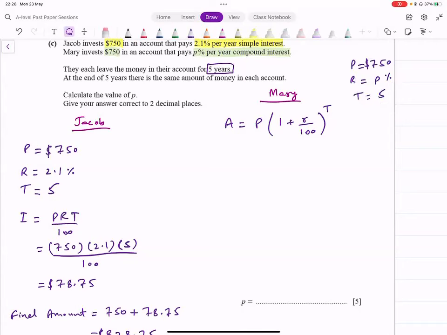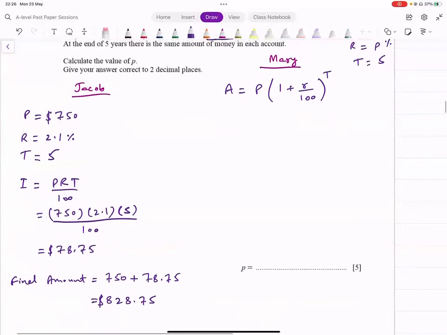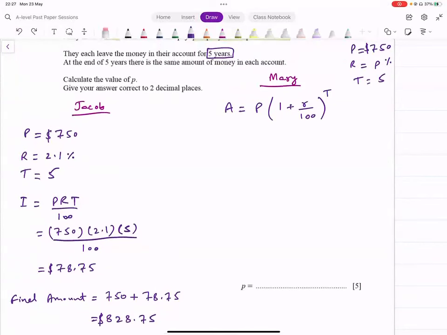Let's just input values. अब देखिए, हमें पता चल गया है कि फाइनल अमाउंट क्या होनी चाहिए. फाइनल अमाउंट तो वही होनी चाहिए जो जेकब की है, that's 828.75. तो हम क्या कर सकते हैं, हम इसको इक्वेट कर सकते हैं 828.75 के साथ. लेफ्ट साइड पे 828.75 आ गया. Now on the right side, we've got the principal, that is 750 into 1 plus rate, that is P, R की जगह पे P डाल दें, divided by 100, whole raised to power T, what's T? T is 5, T की जगह पे 5 input कर दें. Now we've got to solve this equation और P की value figure out करनी, ठीक है?